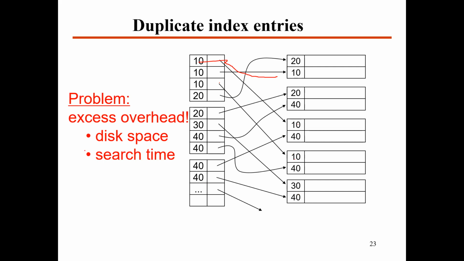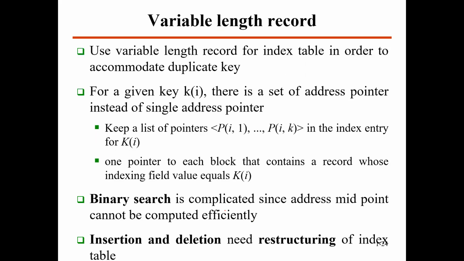The problem here is it will take more space to store the secondary index and it will take more time to search because we have duplicate values. Variable length records: we can use variable length records for the index table in order to accommodate the duplicate values. So for a given key, k of i, there is a set of address pointers instead of a single address pointer.